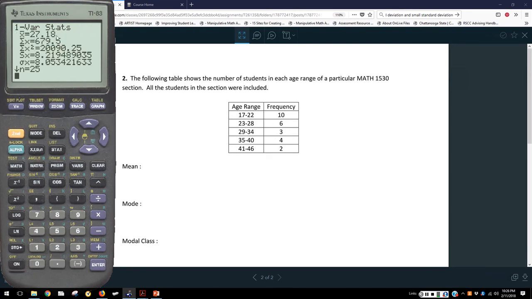And we see that the mean age for this class is 27.18. And we see that the mode cannot be found. Because since we don't know the actual ages, we don't know what the mode was. However, we can find what's called the modal class. The modal class is the one that has the highest frequency, or the most members in that class. And that would be the 17 to 22-year-old range. So the modal class, we would put down 17 to 22.